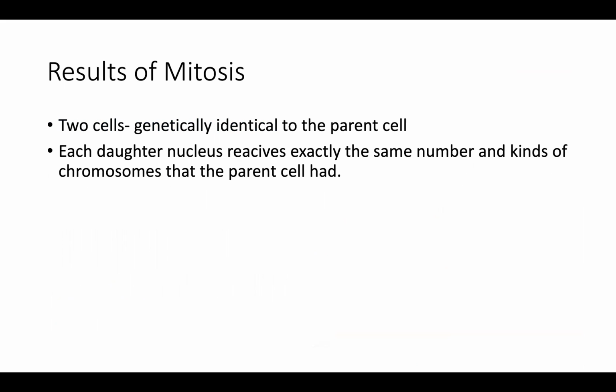So real quick, if you weren't here on Thursday, the take-home message was that mitosis is a part of the cell cycle where we're generating two genetically identical cells. The two cells that we end up with at the end of mitosis are going to be genetically identical to the parent cell that it started with. Each daughter cell generated from mitosis is going to receive the exact same number and kinds of chromosomes that the parent cell had.